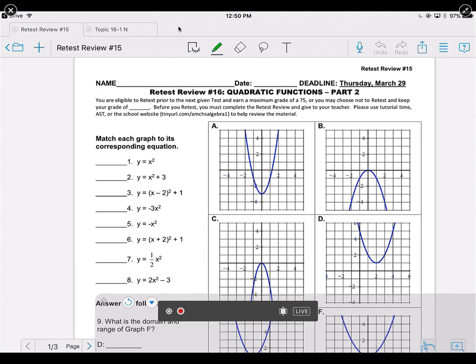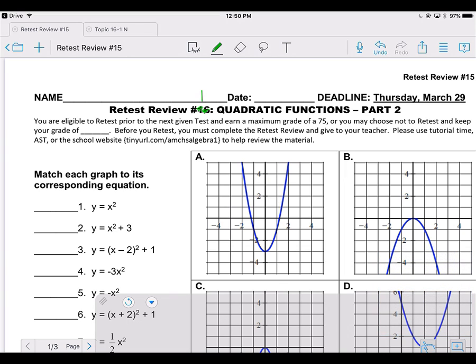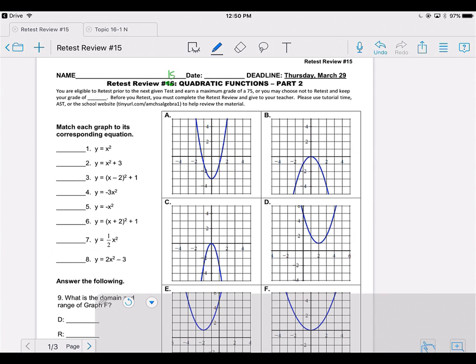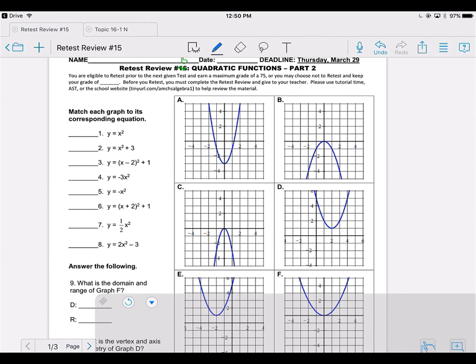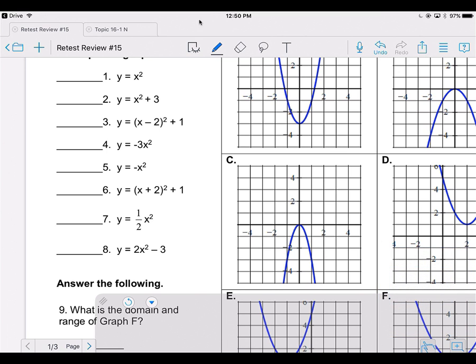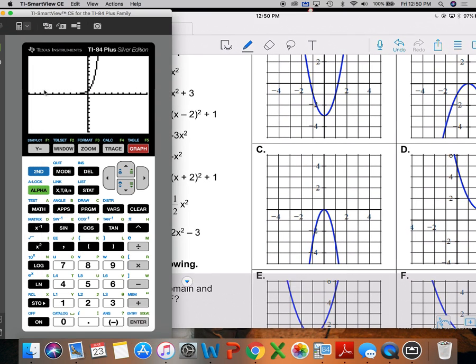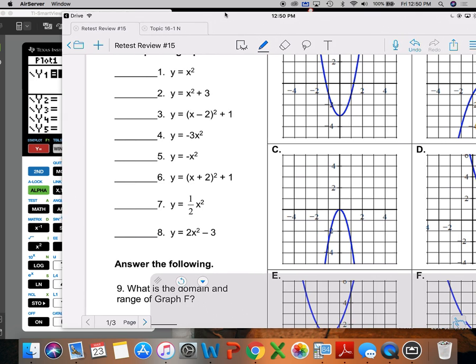This video covers the retest review 15 over quadratic functions part 2. So 1 through 8 ask us to match the graph with the corresponding equations. The first thing I'm going to do is see if there are any of these I can knock out. But my best advice for you is to plug these into y equals and see what your graphs look like.